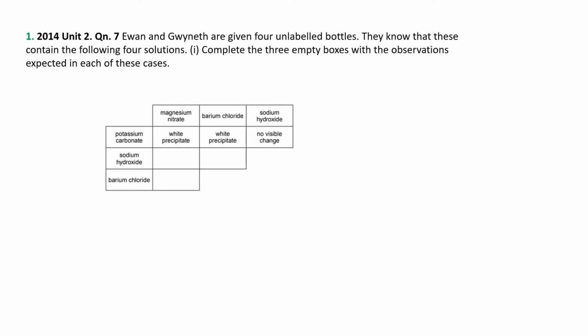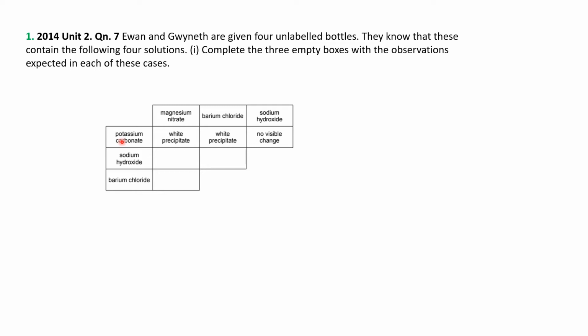So as far as the order of these questions, I pretty much just plucked them out of the A-level exams. There wasn't really any point in separating them out because so many are together. First one, Unit 2 from the old syllabus, but this stuff hasn't changed at all. So Ewan and Gwyneth have 4 unlabeled bottles. They know that these contain these 4 solutions. Complete the 3 empty boxes with the observations expected in each case.